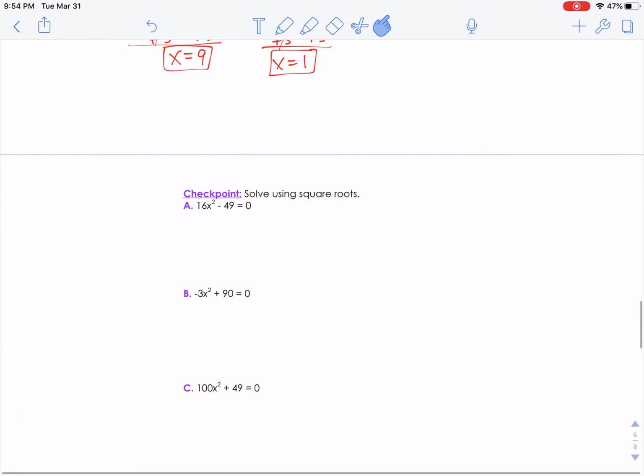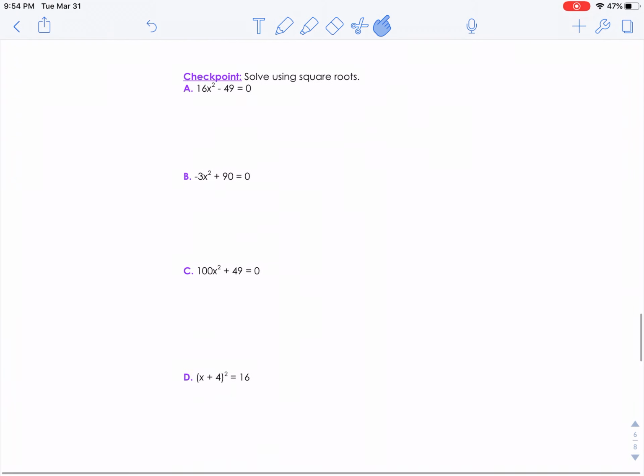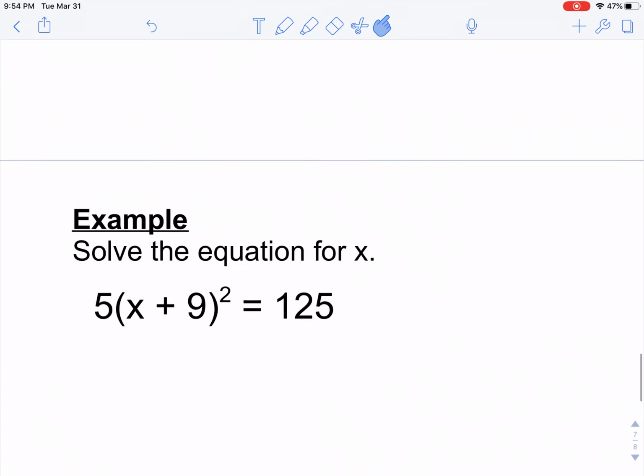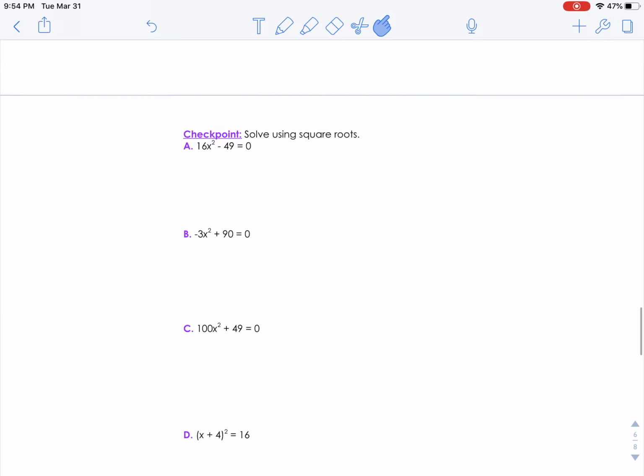All right, I want you to try for classwork this slide right here. It's only 4 problems. All right, and that's it for this video.